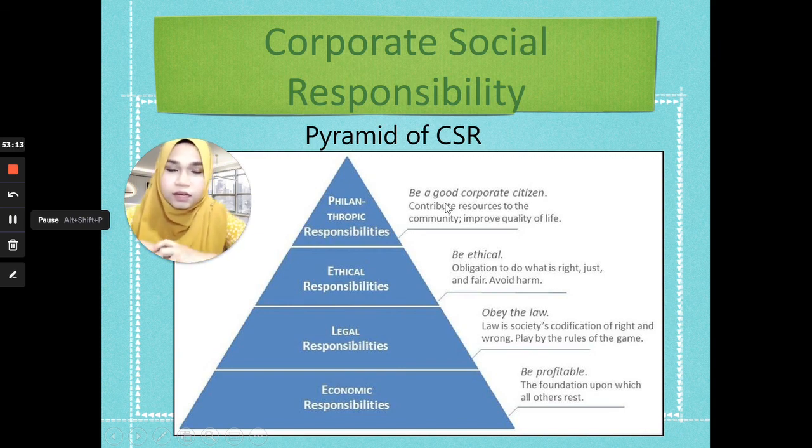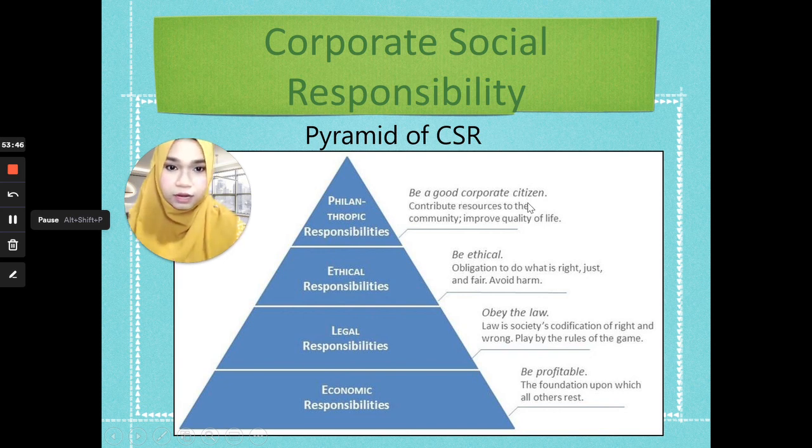Now this is the last slide, I believe. So as a very good example, when a particular company evolves, they evolve from being economic to legal, ethical, and also philanthropic. A very good example is Coca-Cola. I hope you are able to find a success story of how Coca-Cola became a philanthropic company, which now is a very good corporate citizen.